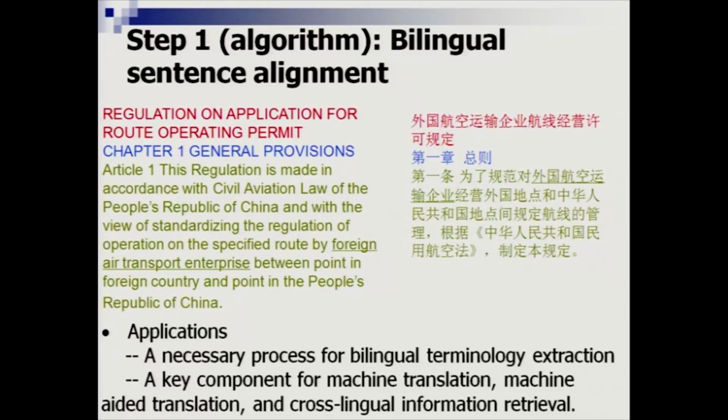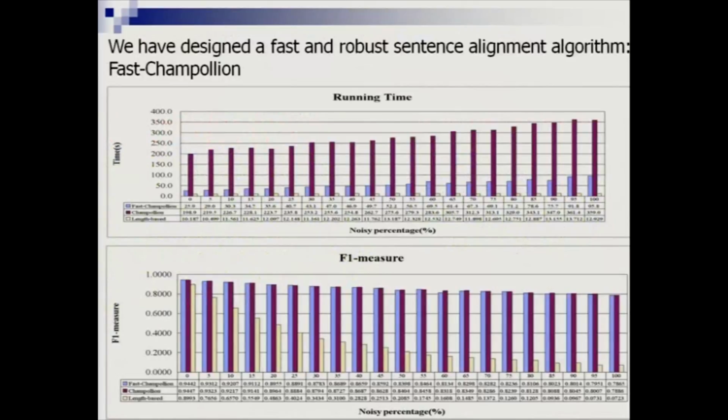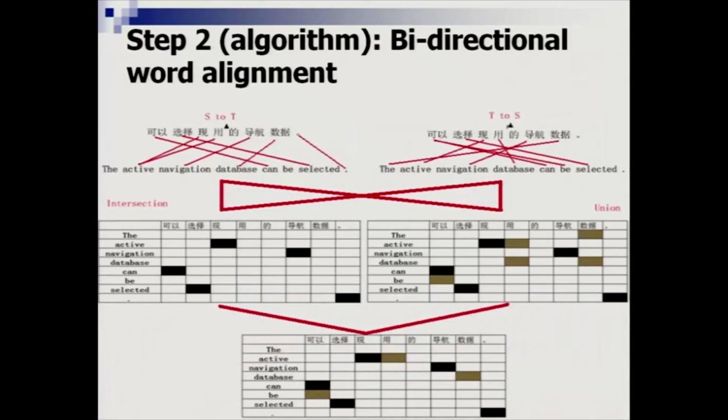So this is the algorithm. Step one, we do sentence alignment first. So this is an article, and we need to design an algorithm that can align sentences one by one: this sentence to this sentence, this sentence to this sentence. So that is sentence alignment. We have developed an algorithm that can perform sentence alignment with very high accuracy, and it's very robust.